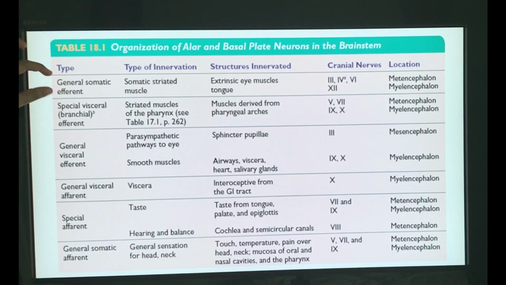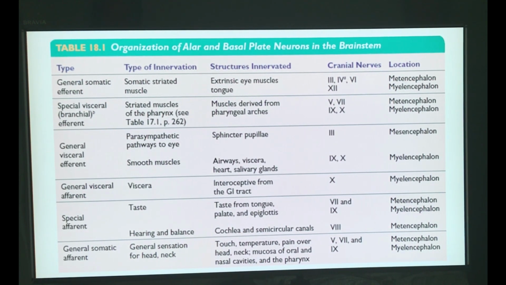The most medial will be general somatic efferent. Then you have the special visceral efferent. Then in the basal plate, laterally you see the nuclei which have the function of general visceral efferent, that is parasympathetic innervation. You know that in the autonomic nervous system, there is sympathetic and parasympathetic. Sympathetic mainly arises from the thoracolumbar region T1 to L2, and the parasympathetic innervation is craniosacral.